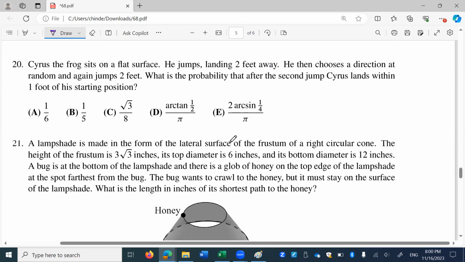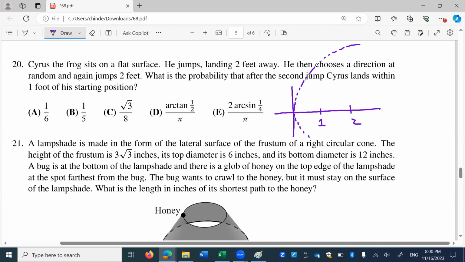All right, Cyrus sits on a flat surface. He jumps landing 2 feet away, and then he chooses another direction at random and again jumps 2 feet. What's the probability after the second jump that he lands within 1 foot of his starting position? So without any loss of generality, he starts at the origin and he jumps to 2 on the x-axis. And so his second jump is going to be somewhere on the circle of radius 2, centered at 2.